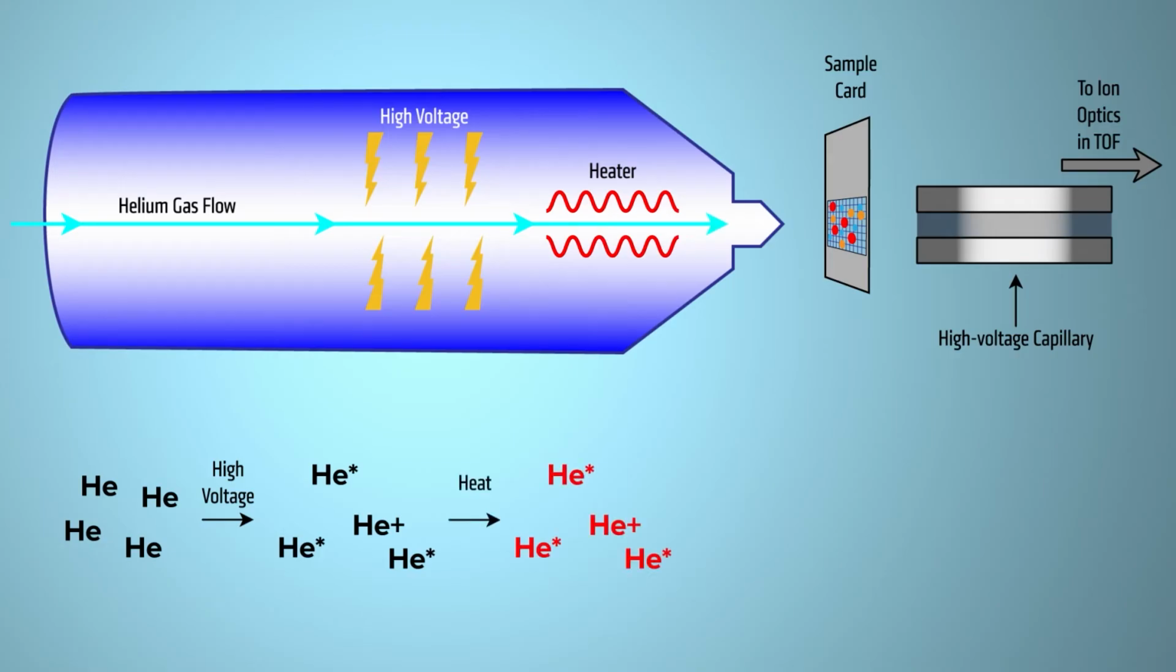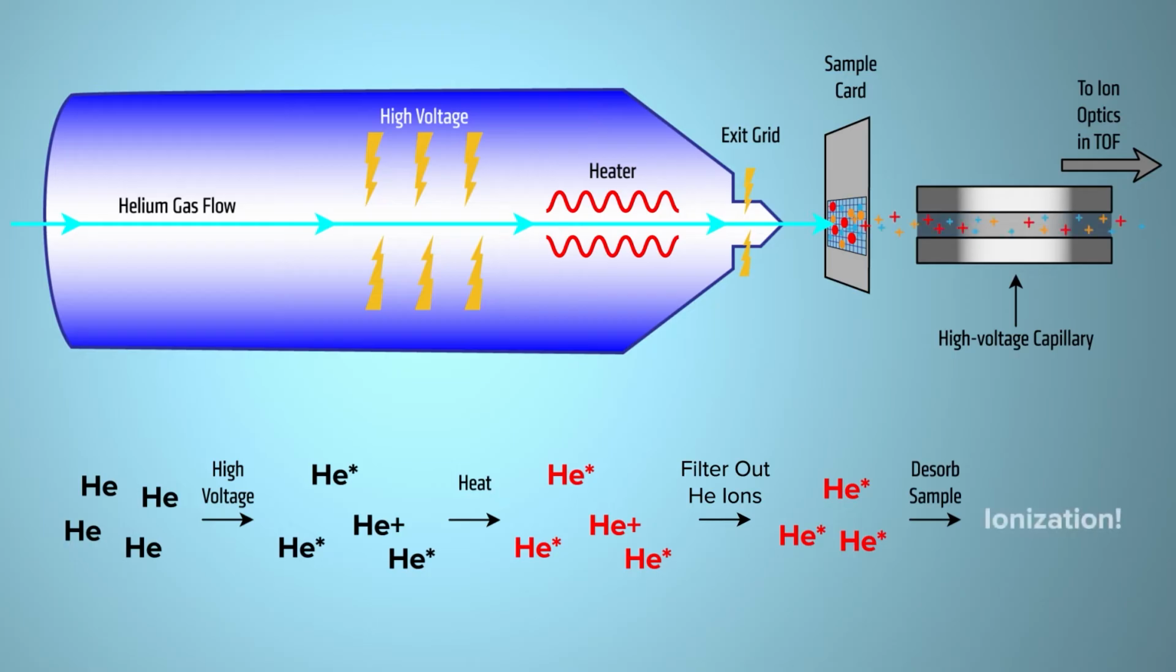The plasma is then heated to a desired temperature and flows through the exit grid where a charge is applied to filter out any ions in the helium gas. When the heated gas hits the sample, it aids in desorption of the analytes if the sample is not already in the gas phase, and then ionizes them.